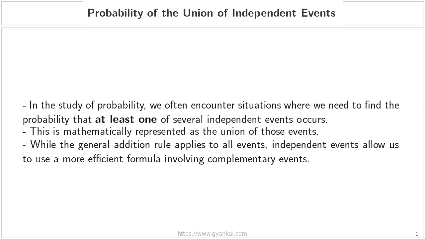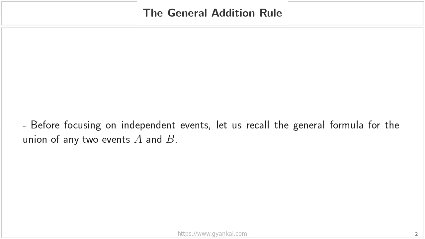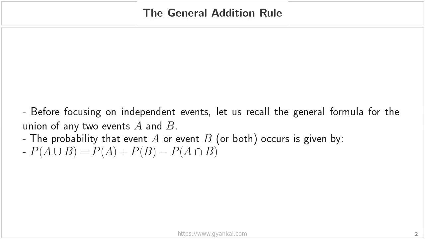Welcome, everyone. Today, we are going to explore a very important concept in probability, the probability of the union of independent events. The general addition rule. Now, before we dive into the specific shortcuts for independent events, let's take a moment to ground ourselves in the fundamentals. Let's recall the general addition rule, which works for any two events, A and B, regardless of whether they are related or not. If we want to find the probability that event A occurs, or event B occurs, or even both occur, we use the formula.